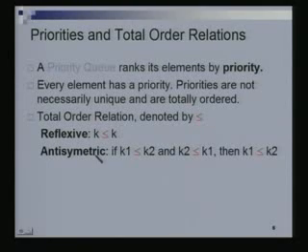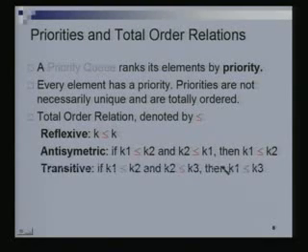It is antisymmetric, which means that if k1 is less than or equal to k2 and k2 is less than or equal to k1, then k1 is equal to k2. This is an error here. Then k1 and k2 should really be the same. And it is transitive. If k1 is less than or equal to k2 and k2 is less than or equal to k3, then k1 is less than or equal to k3. Right? So, these are the properties of a total order relation, and we will assume that the priorities that we have satisfy a total order relation.